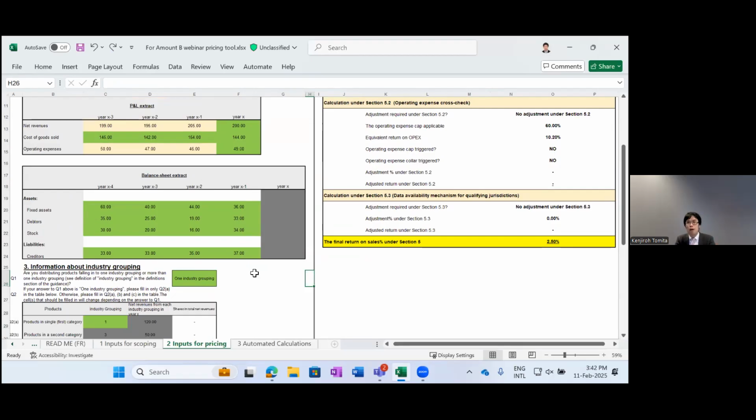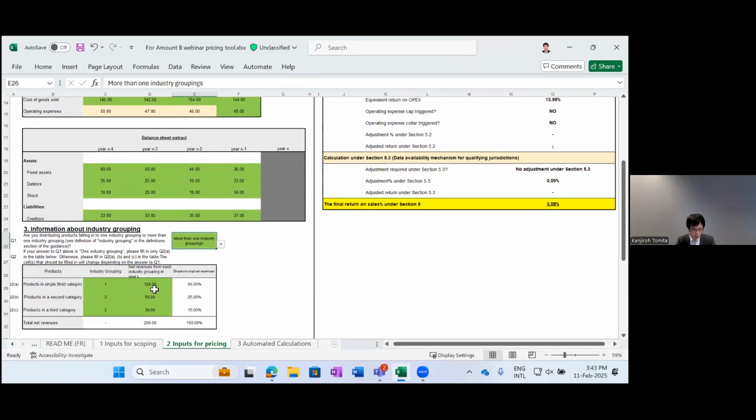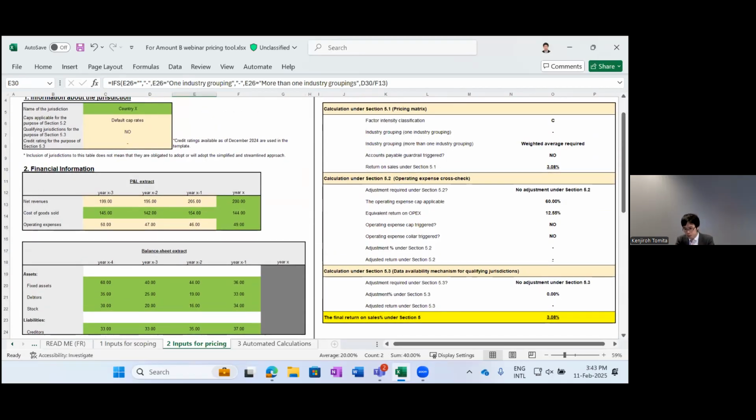And there could be a situation where you are distributing products falling into more than one industry grouping. Then the pricing mechanism requires you to calculate the weighted average return if you earn more than 20% of sales from the sales of second and third industry groupings. If that's the case, you should choose more than one industry grouping here. Then, as you may have noticed, the grayed-out cells changed to green. That means that you have to fill in this table. In this example, as you see here, 40% of sales comes from second and third industry groupings. That means that the weighted average calculation is required, which you can check here. With that weighted average calculation, the rate of return goes up to 3.08%.